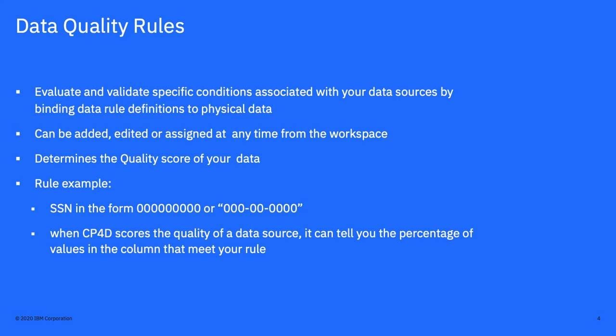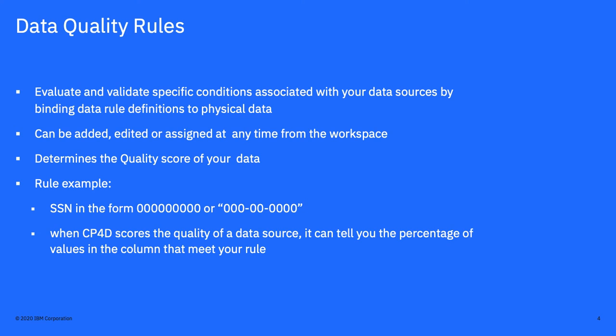Next, we're going to talk about setting data quality rules. Data quality rules can be created for types of data elements. Quality rules evaluate and validate specific conditions associated with your data sources by binding data rule definitions to physical data. These rules are run as part of data quality analysis and determine the quality score for a data set.